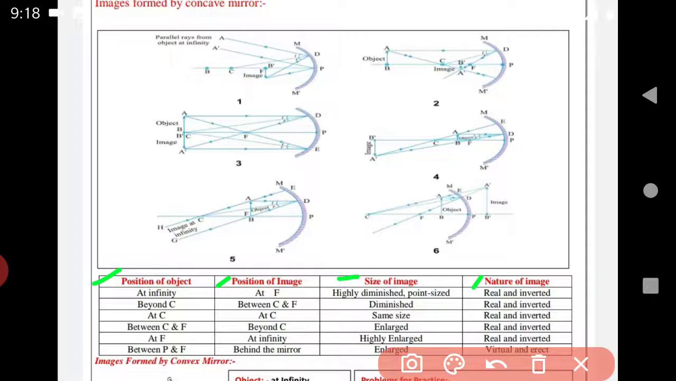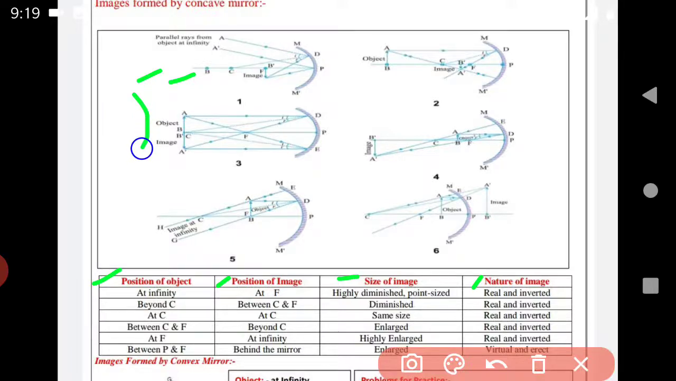First means the position of the object is at infinity. If the object is placed at infinity, see this diagram. We know that when the object is placed at infinity, the rays coming from the object, when they strike the mirror, come parallel to the principal axis, and when the rays come parallel to the principal axis, they pass through the focus. If we draw this diagram in another way as well, please see here.